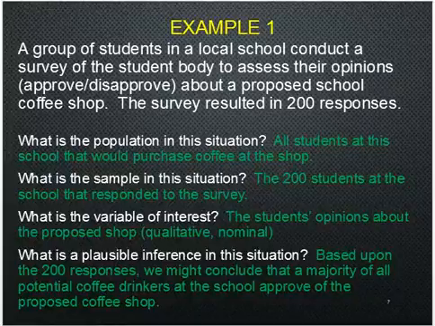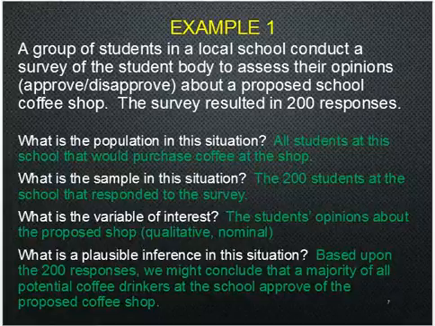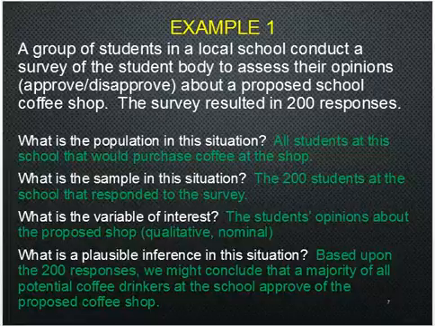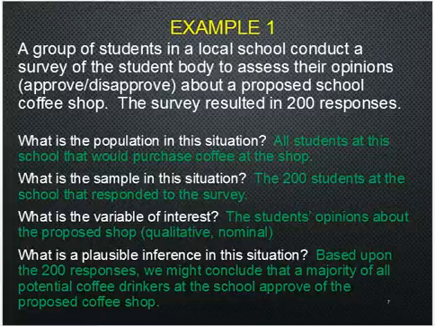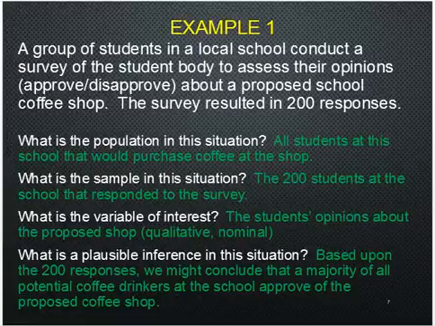The variable of interest: what do we collect from each of these 200 students, or what would we collect from the population? We'd collect the students' opinions, approve or disapprove, about the proposed shop. Note, again, identifying the type of data this would be: the students would respond approve or disapprove. This is qualitative data and nominal.